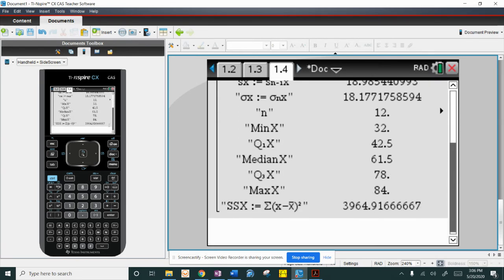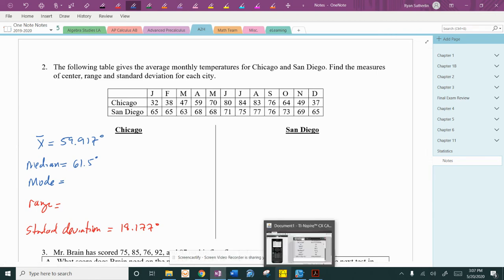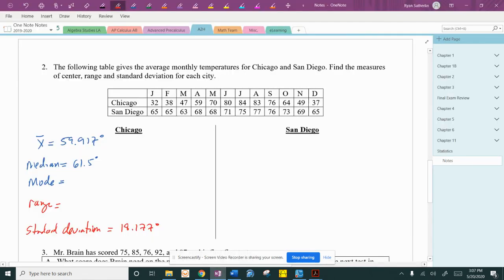The median is also in that list of information. If I go down a little bit, median is right there. The median temperature is 61.5 degrees. For the mode and the range, I just have to look at, for the range, I could look here. It tells me the maximum and the minimum. So I can subtract those pretty easily and get the range to be 52 degrees. And this actually has no mode. There's no data that appears more than once.